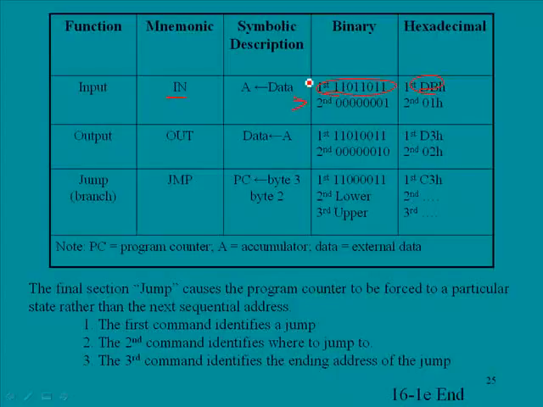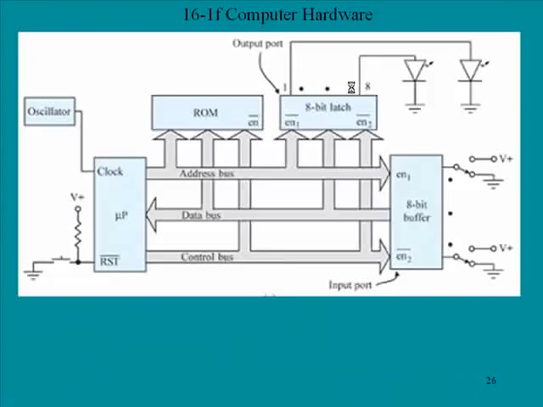So the processor knows we're going to have an input, but where is the input coming from? And so this is indicating the device number. This is the device number that is going to contain the input.